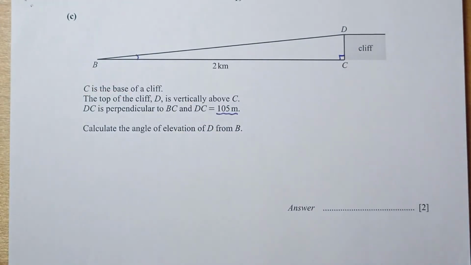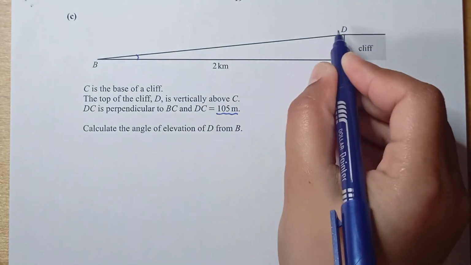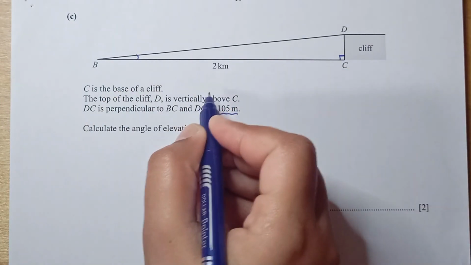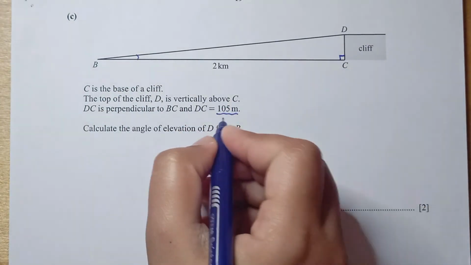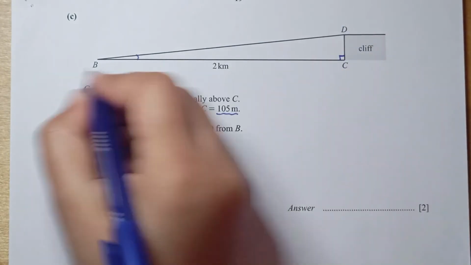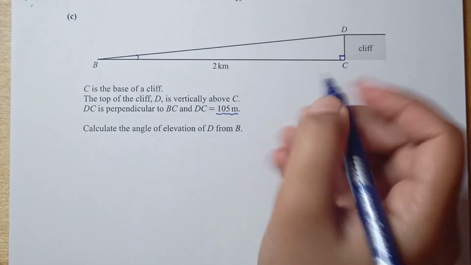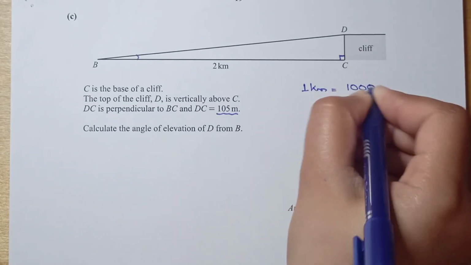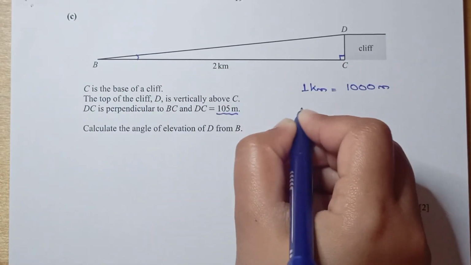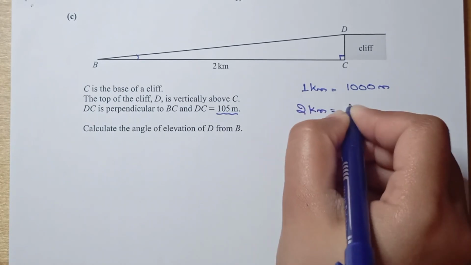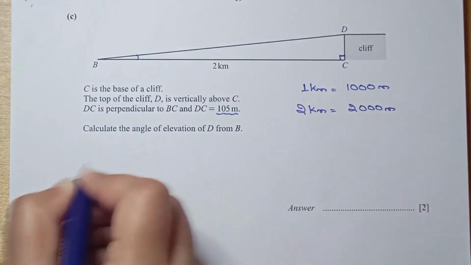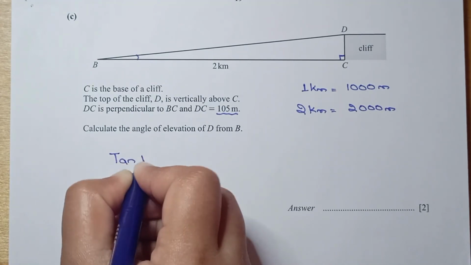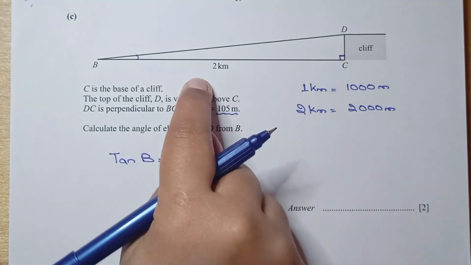So this angle we need to find, and it is a right angle triangle. We can again use trigonometry. We know the opposite and the adjacent, so we need to use tangent. But as we can see, DC is in meters but BC is in kilometers, so we convert kilometers into meters. We know that 1 kilometer has 1000 meters and BC is 2 kilometers, so this side is 2000 meters. So we can use tangent of angle B is opposite over adjacent.